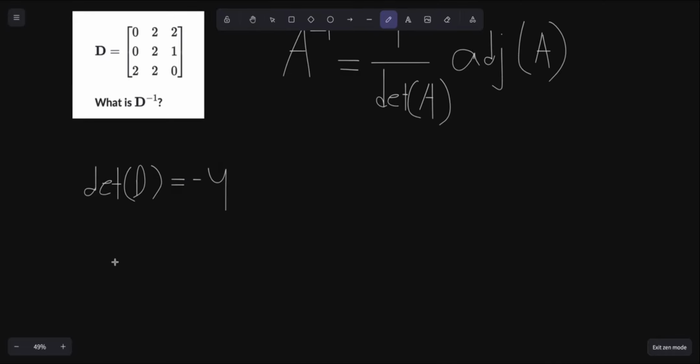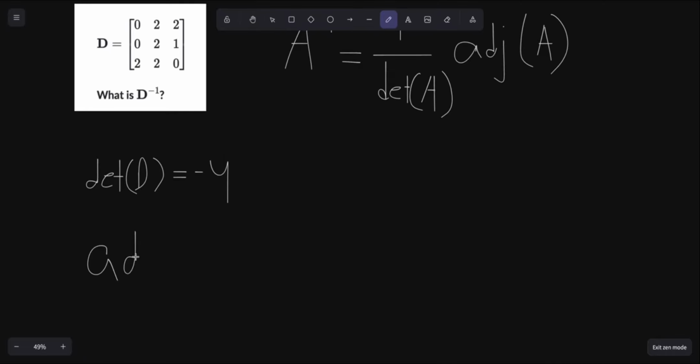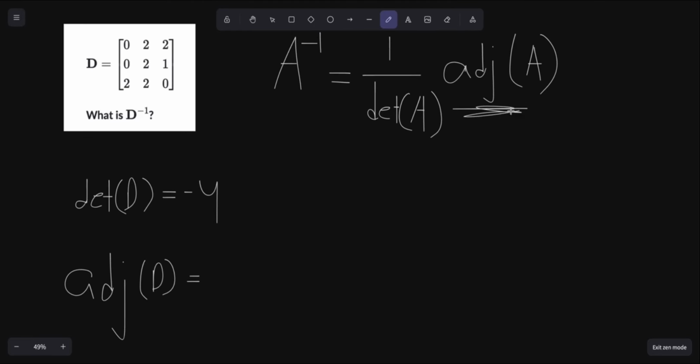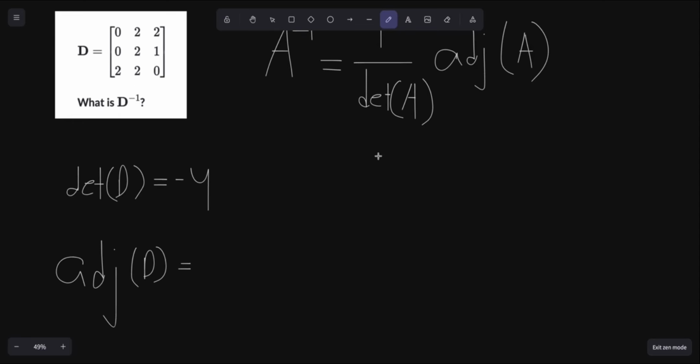Now we have to find the adjugate of A. And let me tell you something: this is something that I really don't like doing because it's a very tedious process. It's very easy to get things wrong when you're trying to compute the adjugate of A. So here are the steps.